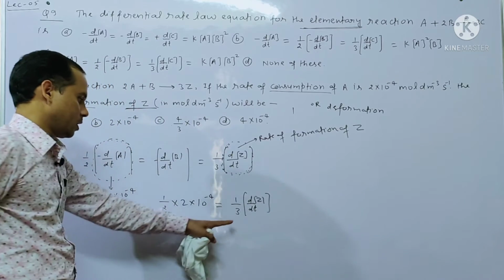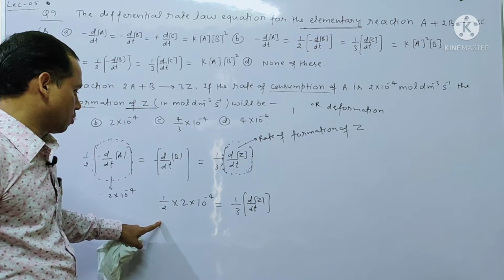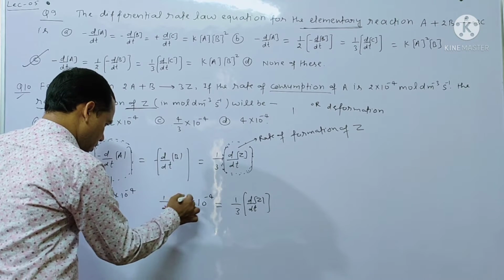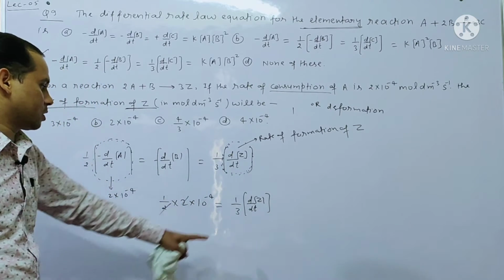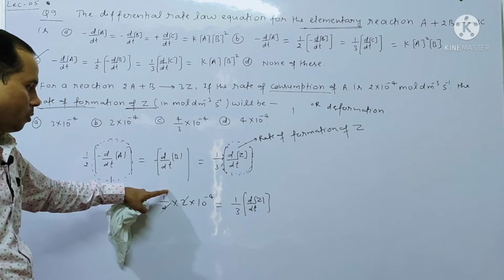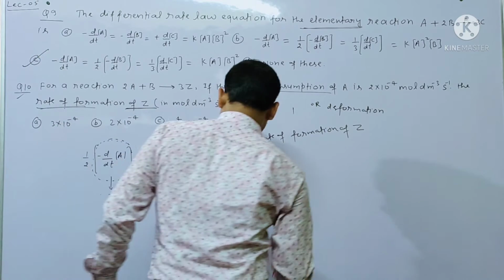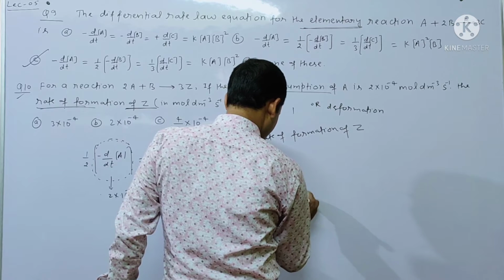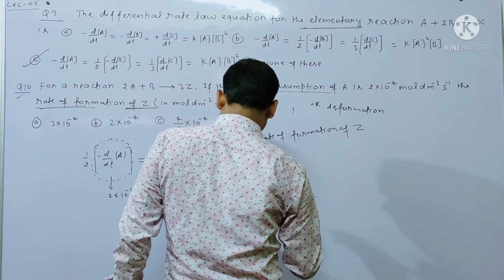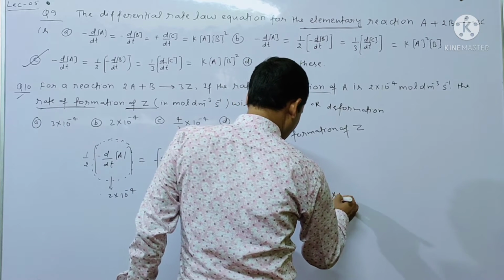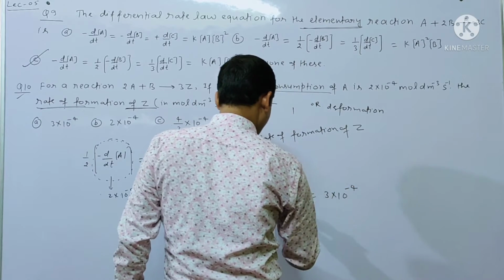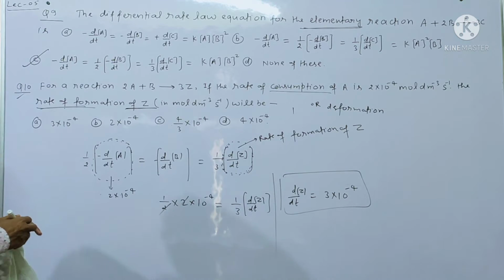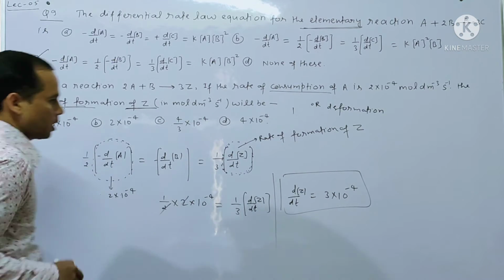If we send this 3 here, we multiply and divide this 2 by 2, and this 3 goes to the numerator. So you can write d/dt of the concentration of Z equals 3 into 10 to the power minus 4. So this is the rate of formation of Z, and the correct option is option A.